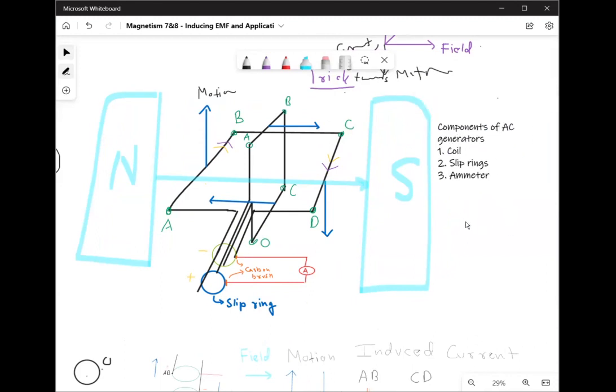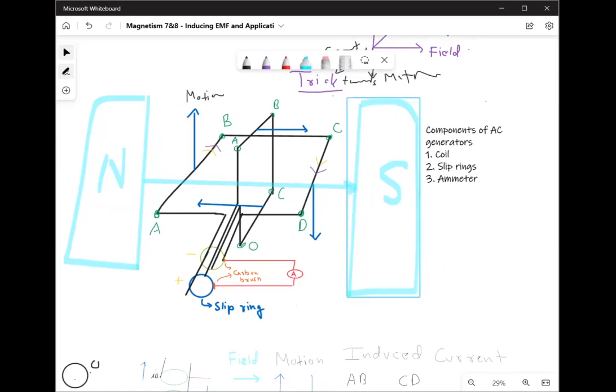Any doubt? It's not on the screen for me. It's not on the screen for you. Okay, wait, now it is. So have you written down the components of an AC generator?